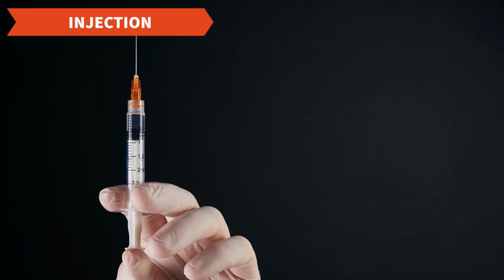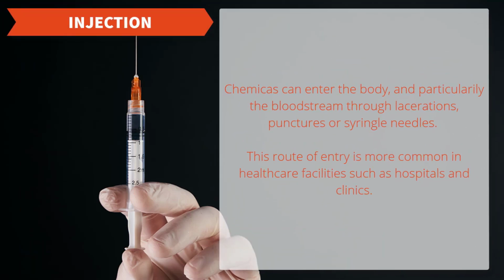Injection. Chemicals can enter the body, and particularly the bloodstream, through lacerations, punctures, or syringe needles. This route of entry is more common in healthcare facilities such as hospitals and clinics.